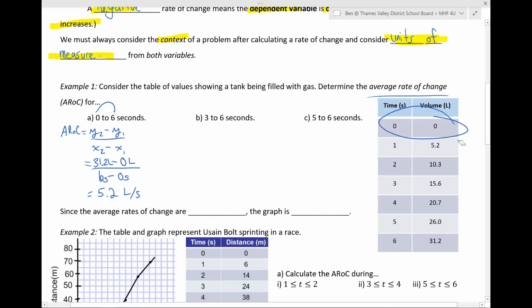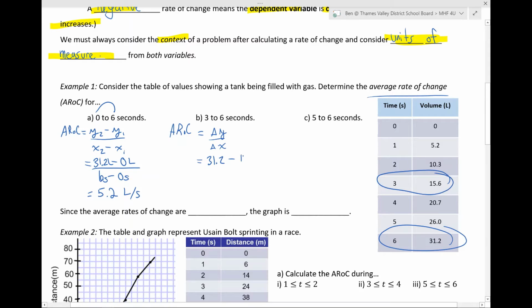Now moving on to the average rate of change from 3 to 6 seconds. Nice and easy. We're following the same formula. Our average rate of change, we can write it a different way this time. Delta y over delta x equals 31.2 liters minus 15.6 liters.